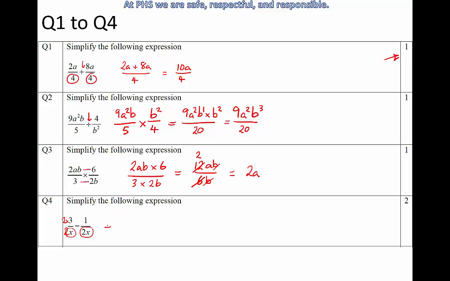Okay, so now what we've got is 6 on 2x, take away 1 on 2x. All right, now the denominators are the same, so we can just take away the top 2. So 6 take away 1 gives me 5 on 2x. And this was a 2-mark question, and that's because there was a bit of extra work to do, so we had to remember to change that first fraction.